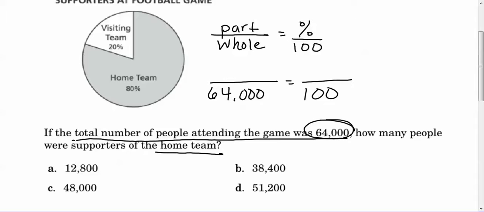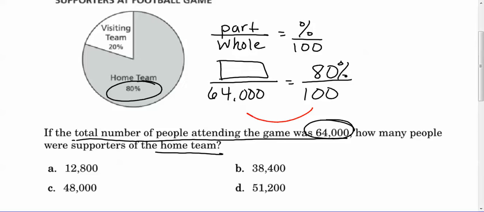All right, and we also know that the home team was 80%, right? So we're looking for what is 80% of this number right here. So one way you can do that is with a proportion. Obviously, we're going to need to simplify first. Well, actually, not obviously. We don't actually have to because it's such an easy number to go in there.